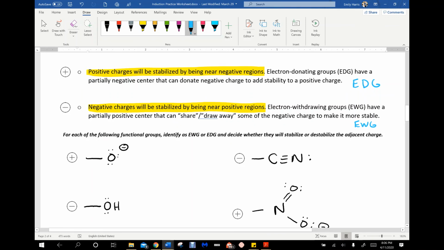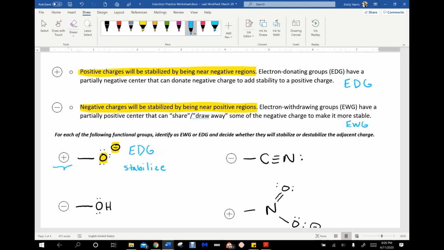All right, so here, in this first example, we have an oxygen and it has a negative formal charge. All right, so that negative charge is going to put it in the position to be an electron donating group. It has extra electron density that it could donate to someone else. Now, as a result, it's adjacent to a positive charge, which means it will stabilize that charge. Oops, let me spell that correctly though. Stabilize.